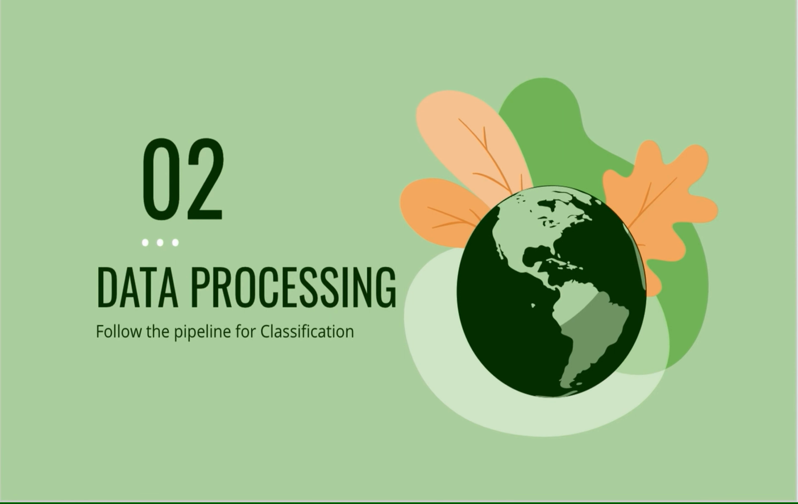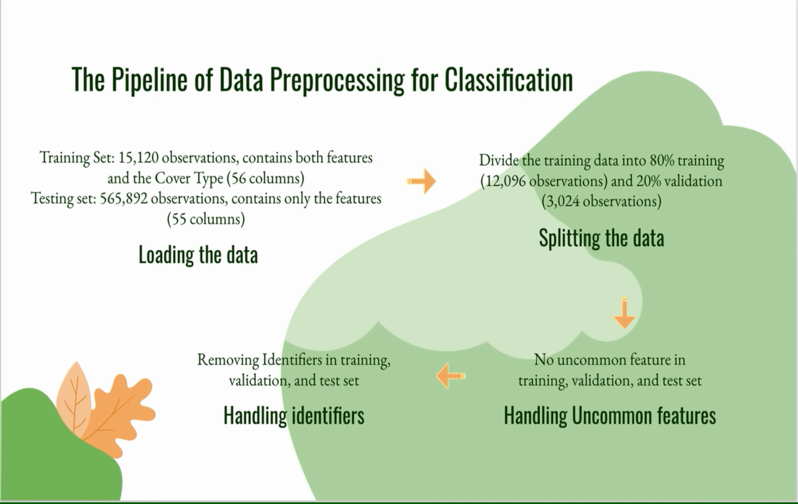Let's talk about the data processing. We prepare the datasets by following the pipeline for classification. First, we load the training and the testing file. The training set has 50,000 observations, which contain both features and the target, in total 56 columns. And the testing set has about 565,000, which contains only the features. Then we divide the training data into 80% for training and 20% for validation. We are not going to use the testing set for modeling.